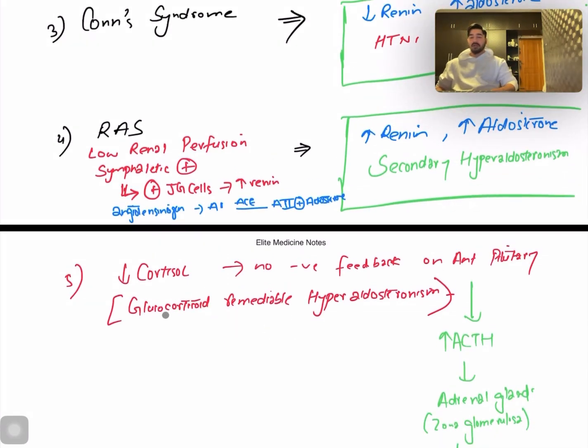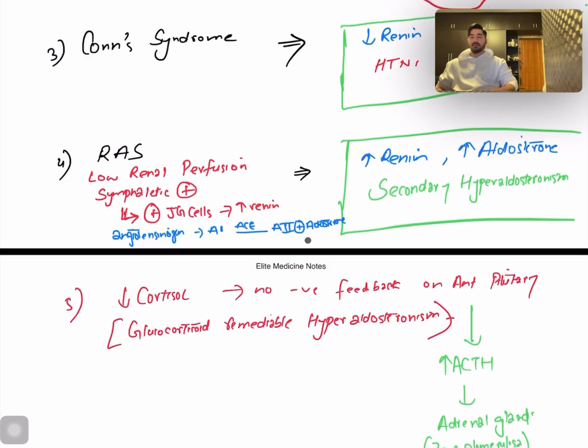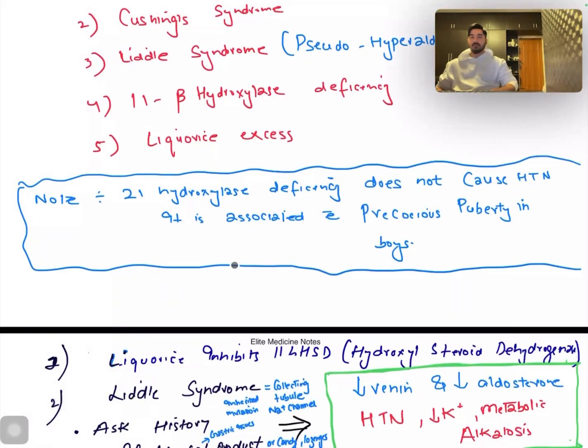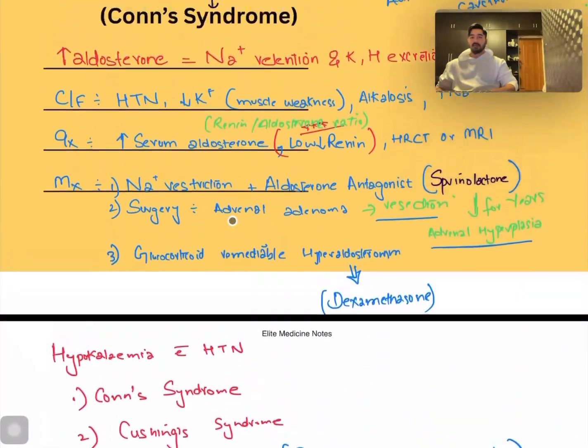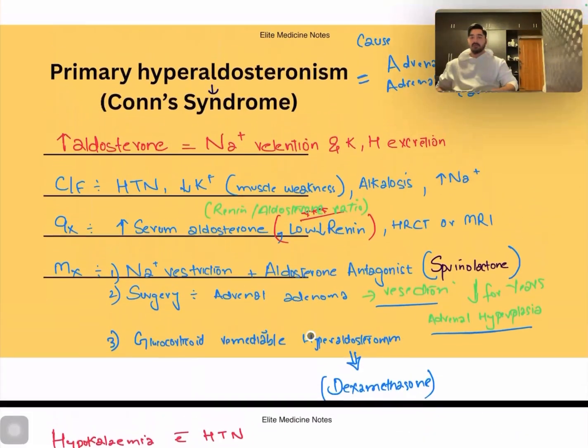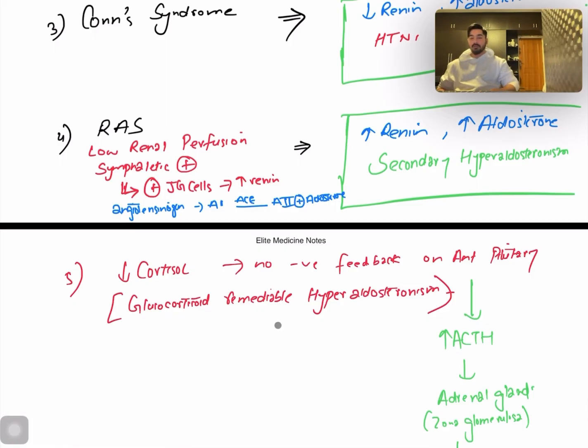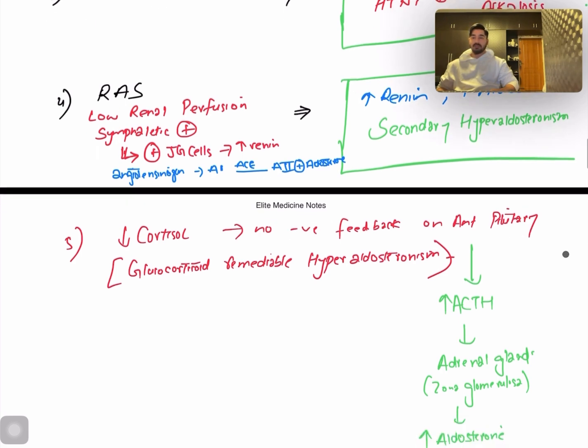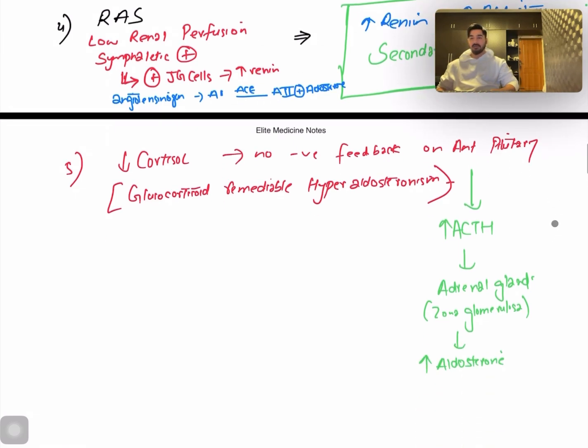Okay, now I told you about glucocorticoid remediable hyperaldosteronism before. In case of management, we give dexamethasone. What happens in glucocorticoid remediable hyperaldosteronism is that there is reduced cortisol. There is no cortisol production in our body, so there is no negative feedback on the anterior pituitary, so there will be increased ACTH secretion. Okay, so this ACTH will stimulate the adrenal gland, mainly zona glomerulosa, and there will be increased aldosterone.